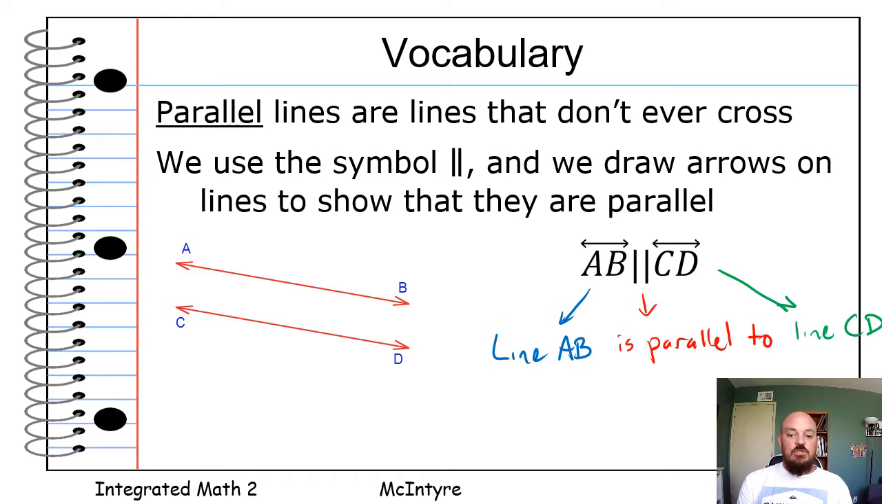Now, the other way I can show this is what I said up here about drawing arrows. If I take two lines in a picture and I draw a little arrow on each one like this, that's another notation that means the lines are parallel. So if you ever see a picture that has two lines and the lines have those two little arrows in the middle of them, that also means the lines are parallel.